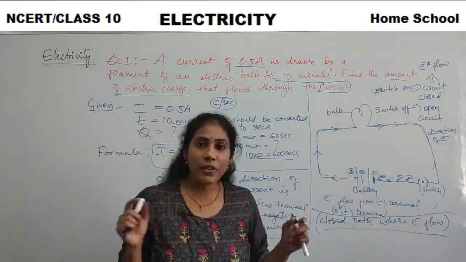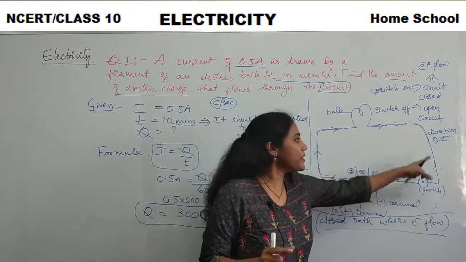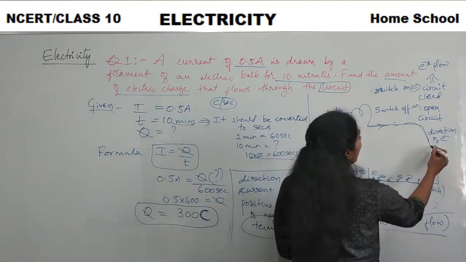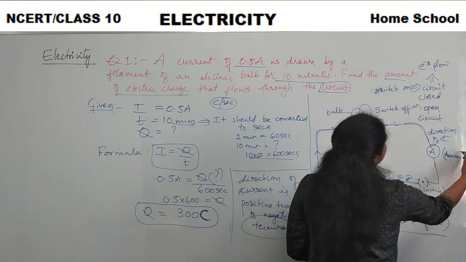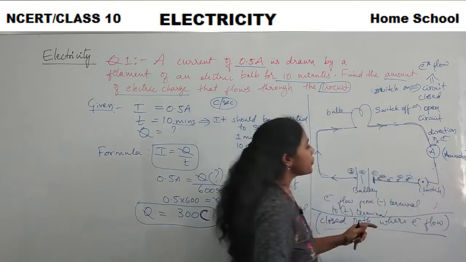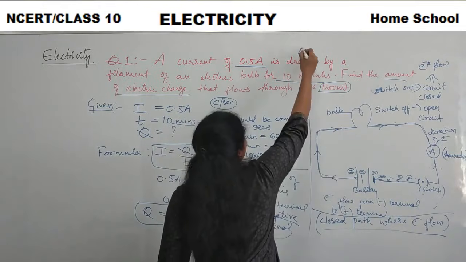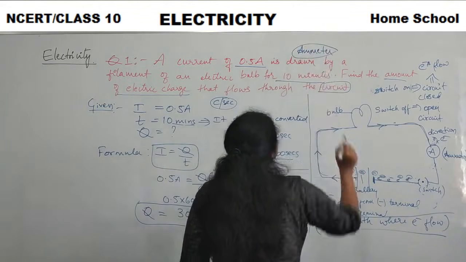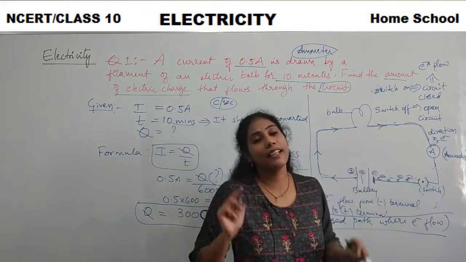Clear? Fine. Now, how will you measure the amount of current that is produced in a particular circuit? It is with the help of an instrument called ammeter. So what is this? Ammeter. Okay. So ammeter is a device. I'll write here, if you cannot see there, ammeter. So ammeter is a device that is used to measure electric current.